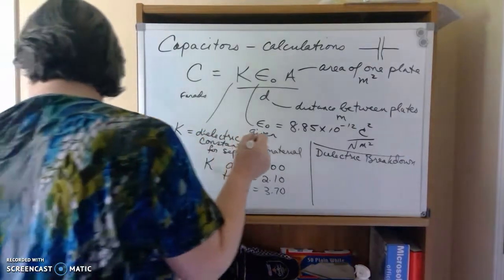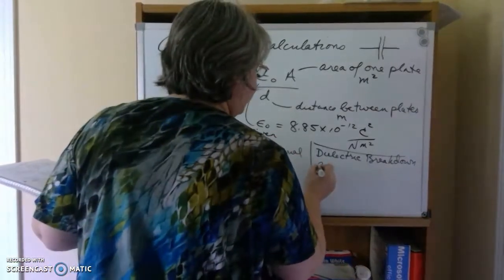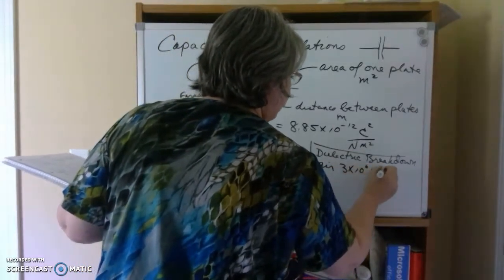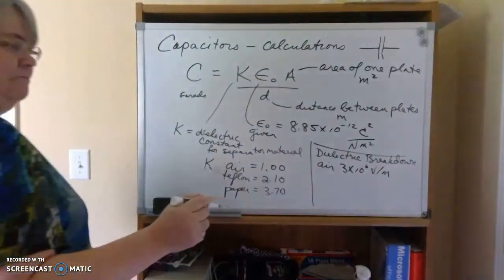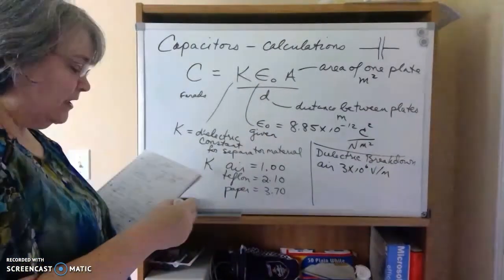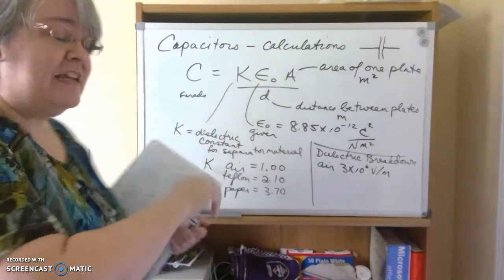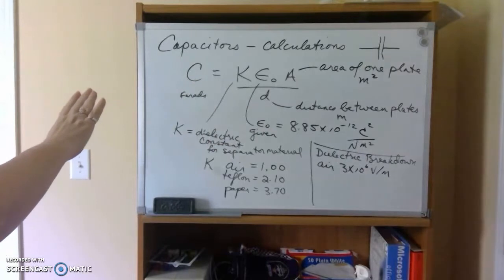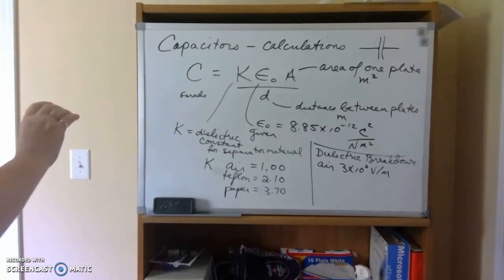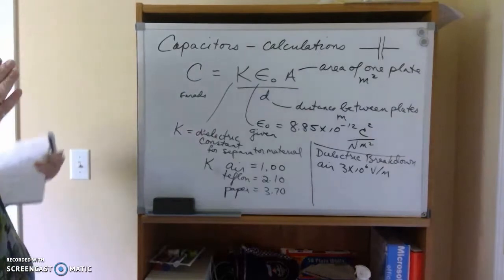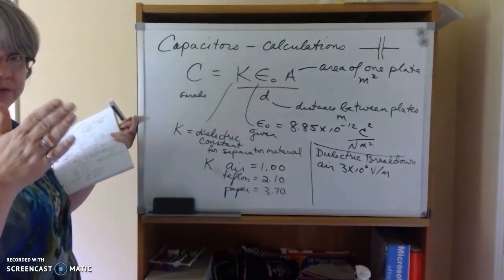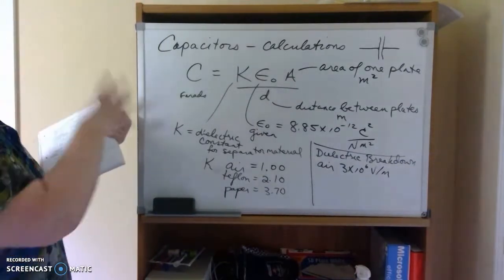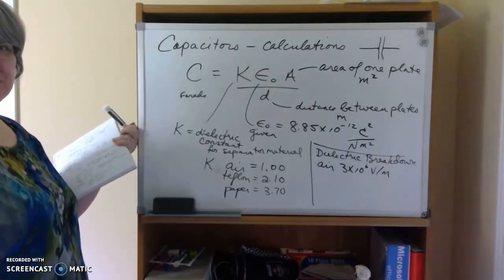So for air, the dielectric breakdown is 3 times 10 to the 6th volts per meter. Now that's a lot, right? 3 million volts per meter. So that means if I stand here with my finger 1 meter away from the wall, it would take 3 million volts worth of potential energy difference between my hand and the wall to ionize the air in between. But a meter is huge, right?